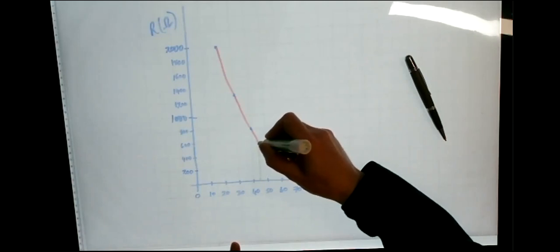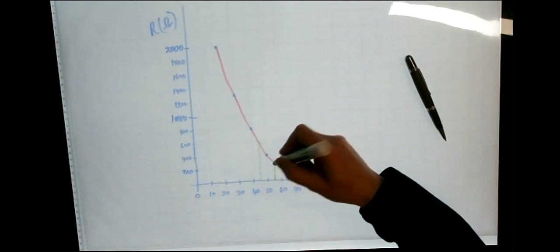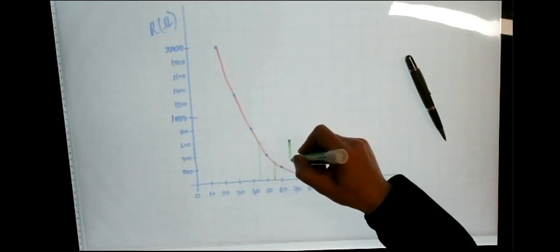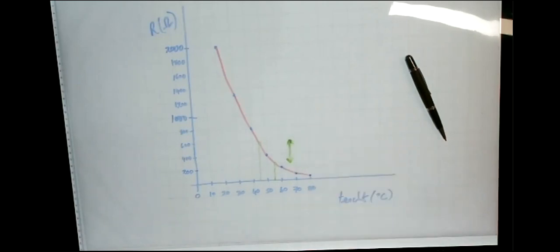Take a reading. Then 55, take a reading. Then we find the variation in resistance.